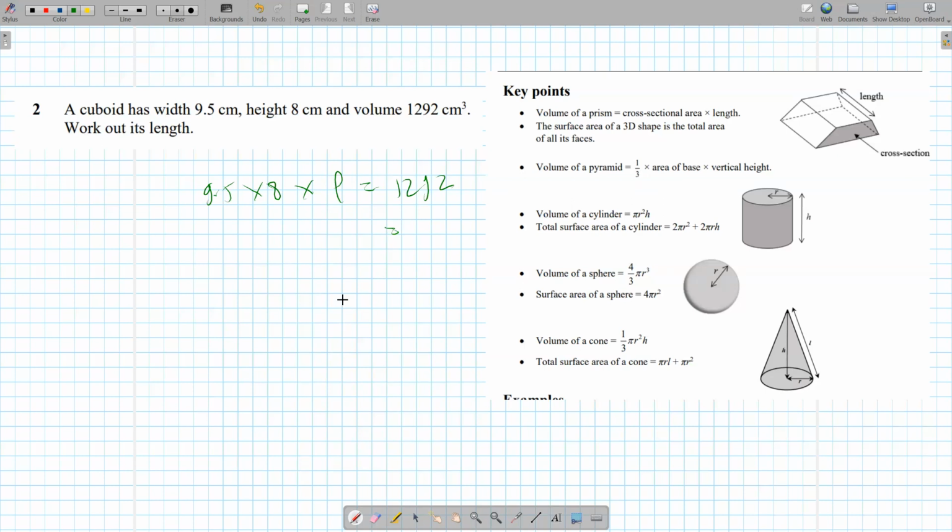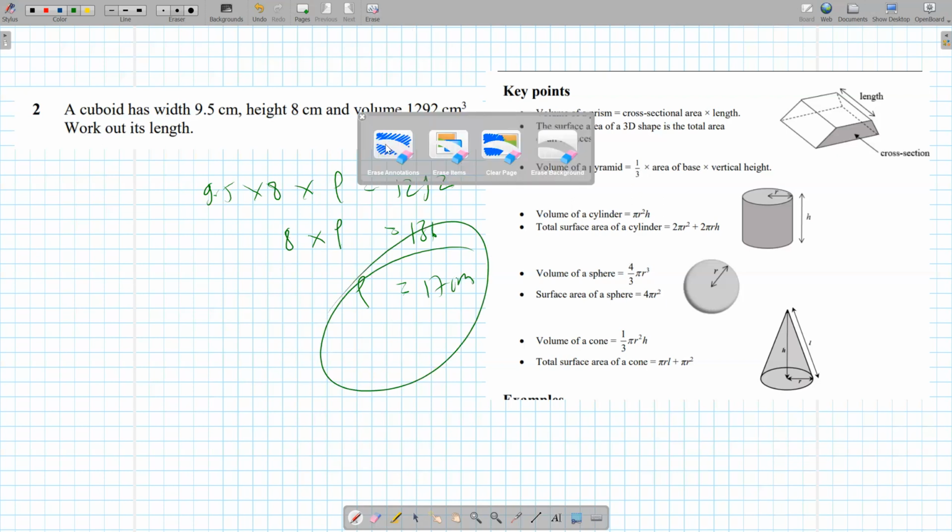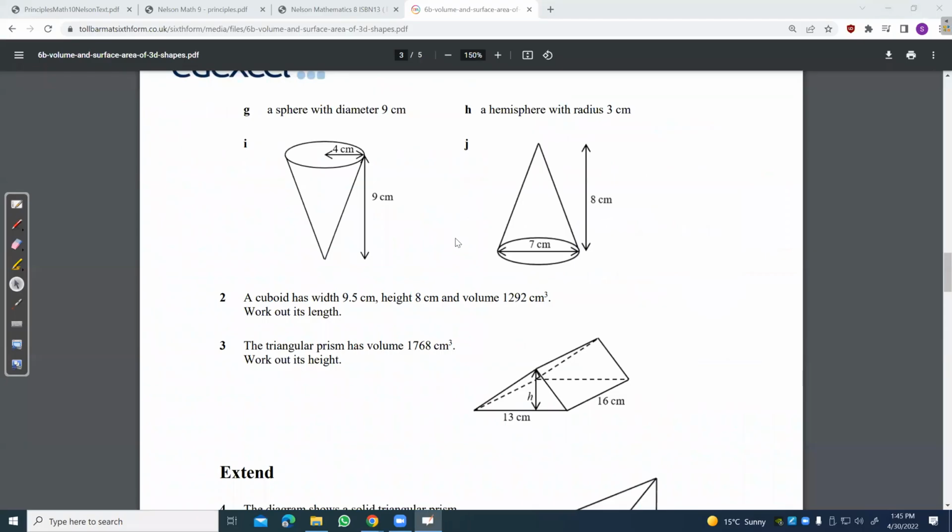You divide by 9.5. Yes, so we have 8 times this. I can divide that by 9.5. 1292 divided by 9.5 is 136. And then you divide by 8. Yeah, good. That will be 17. Therefore, the length is 17 centimeters. Okay. That wasn't so hard.